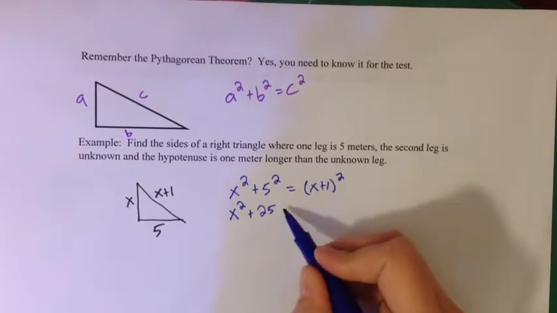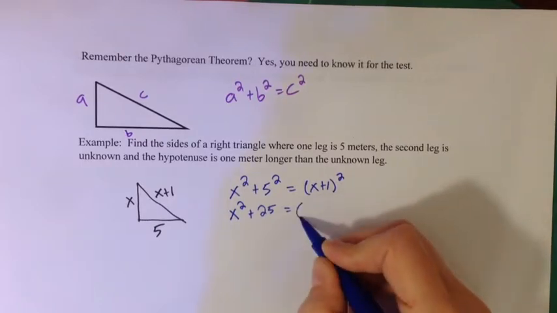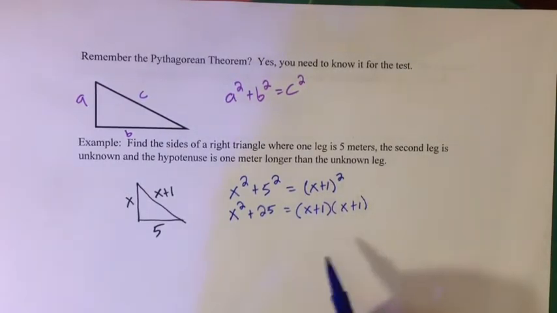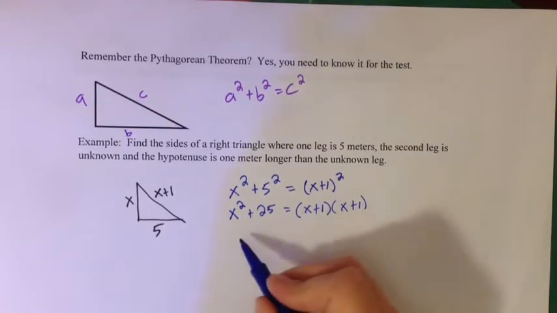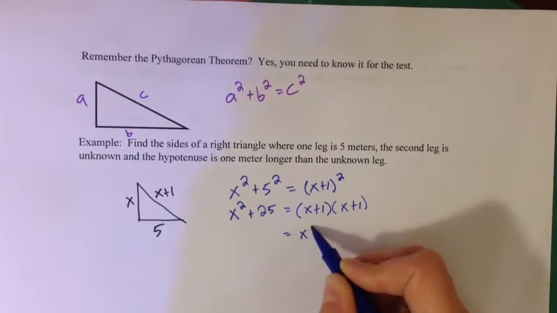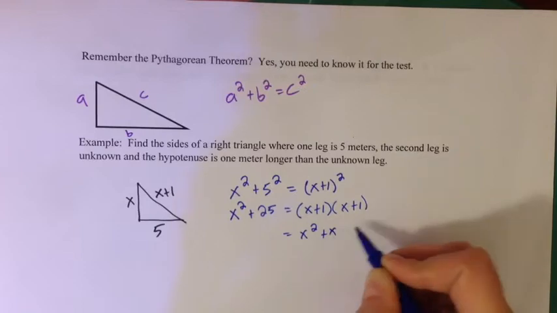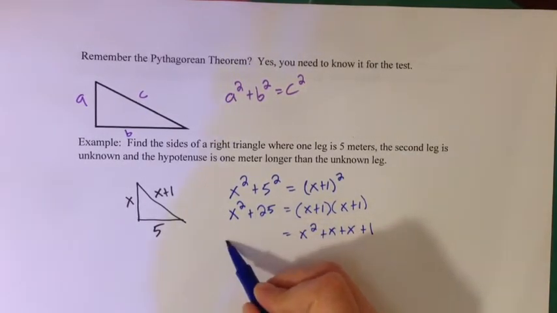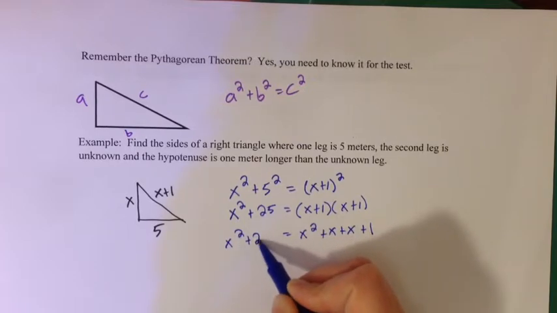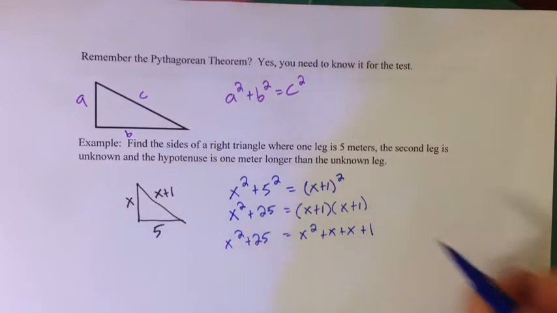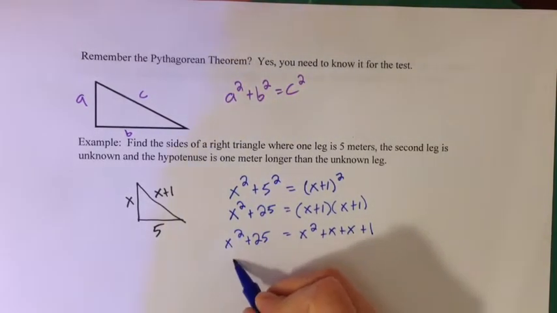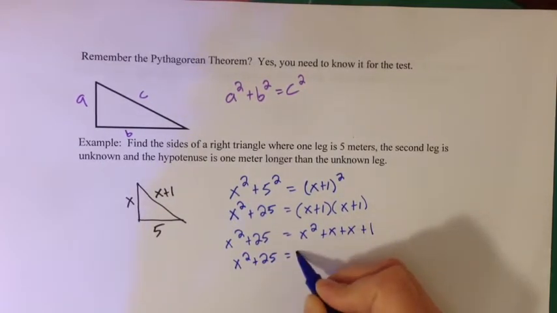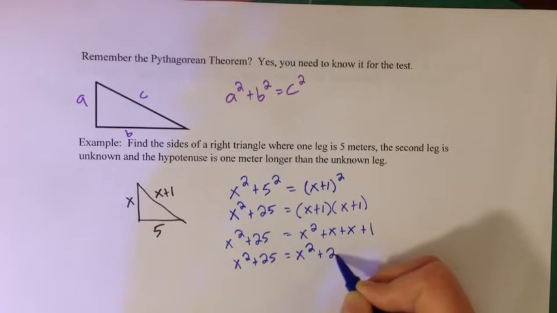And on the right-hand side here, (x plus 1) squared means x plus 1 multiplied by itself, and then I can FOIL. So I'll have x squared plus 2x plus 1, and then over here I've still got the x squared plus 25. Now I'm going to combine like terms if I can. I get x squared plus 25 equals x squared plus 2x plus 1.